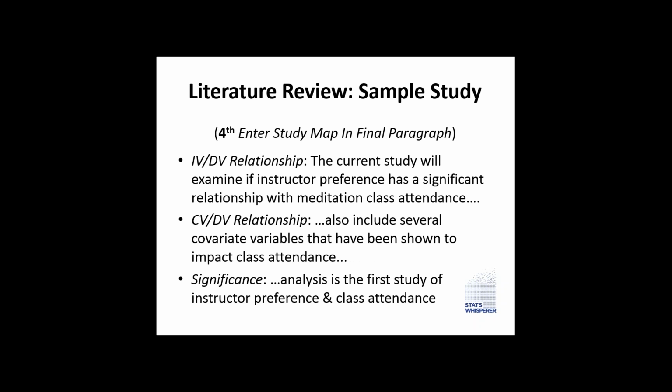Okay, then the final paragraph. The final paragraph should only be 4 or 5 sentences, like a normal paragraph, but it should have all this information. So we want to state the independent-dependent variable relationship: the current study is going to examine if instructor preference has a significant relationship with meditation class attendance. We mention the covariates that impact the dependent variable that will also be included: also include several covariates shown to influence class attendance. And then wrap it up with a statement of significance again: this analysis is the first study of how instructor preference impacts attendance.